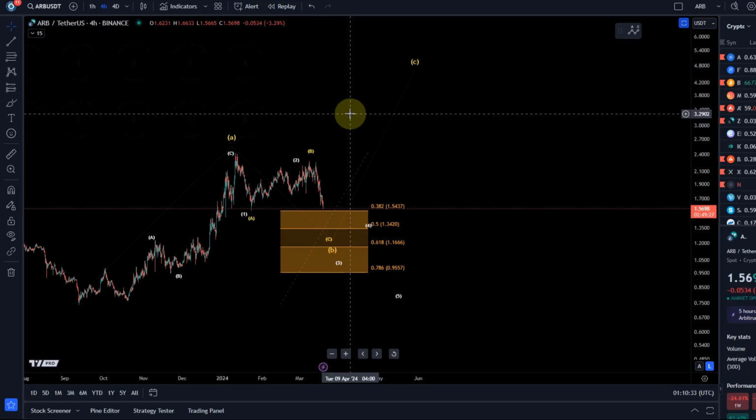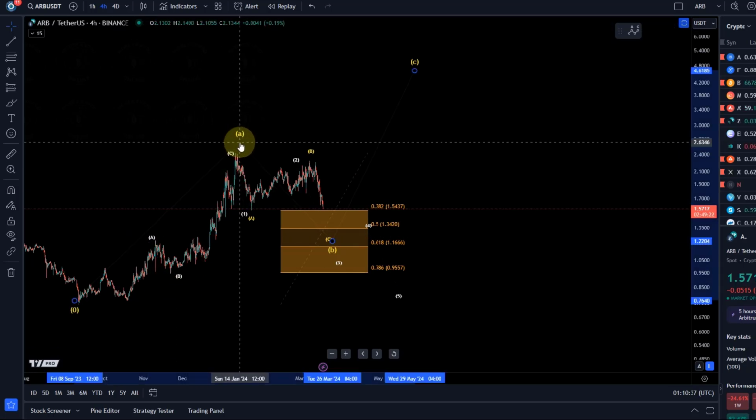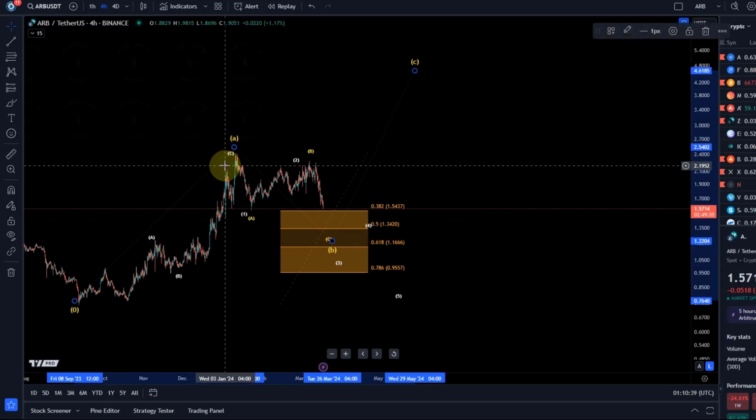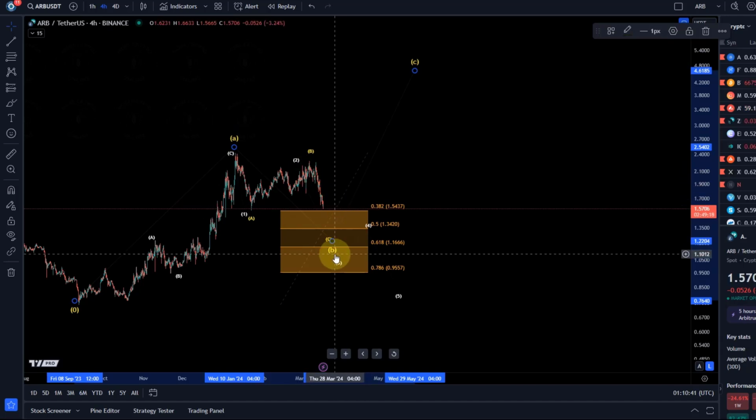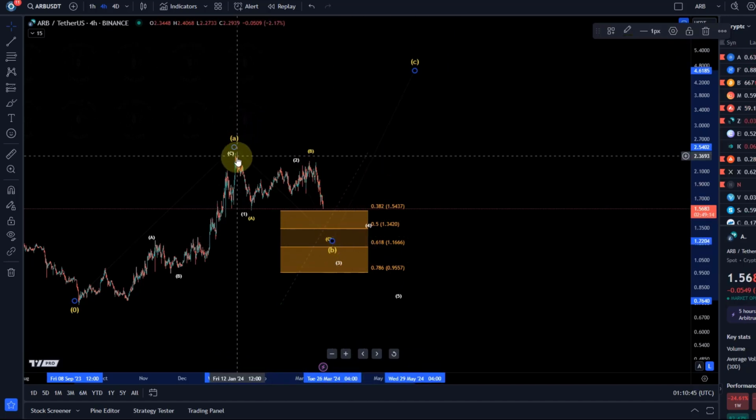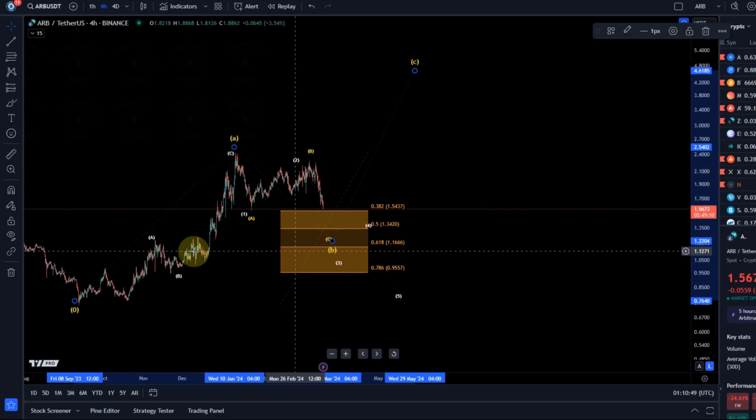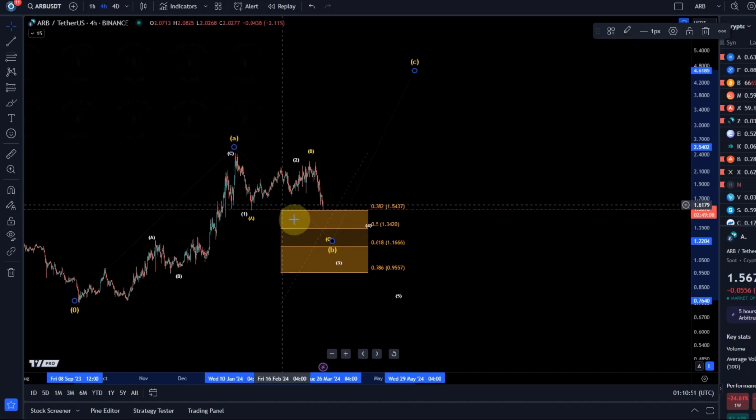For me, this move up is a 3-wave move, A, B, C in an A wave in yellow. Then this move down, if it's corrective now, could give us a C wave high. So A, B, C in wave B in yellow. We have an A wave to the upside. We have a B wave pullback.